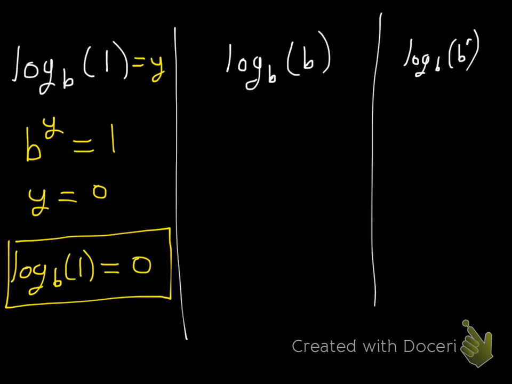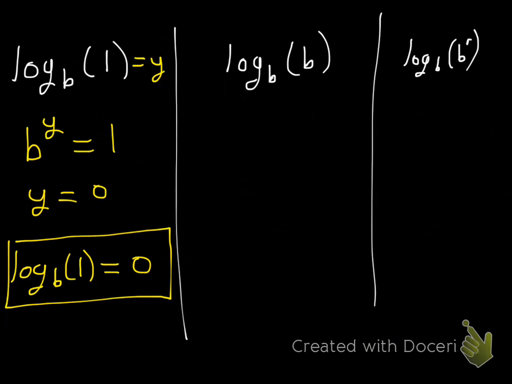Okay. And, you know, there might be a test problem. What is log base 5 of 1? Well, if you remember this, it's 0. If you don't, then you can use your definition of log and set the thing equal to y, and kind of follow the procedure we did right here.